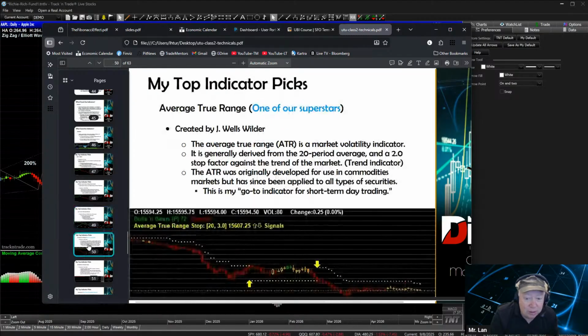And now we're going to go to the ATR, average true range. This is one of our superstars. I use this one a lot. You'll notice that a lot of the indicators and tools that we use come from J. Welles Wilder. He was a smart boy. He created most of the popular indicators in the industry that we use today.